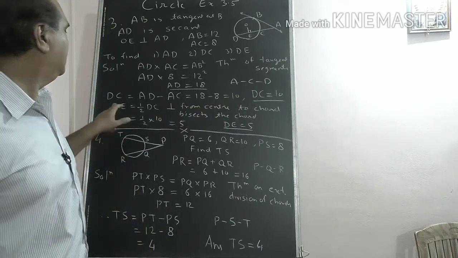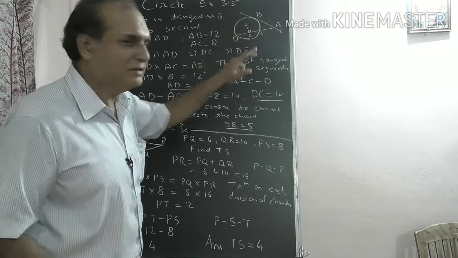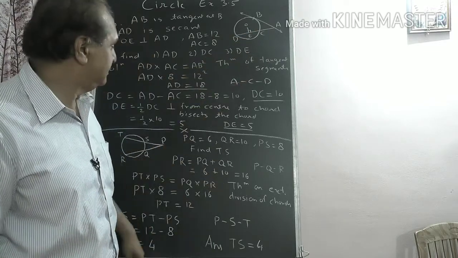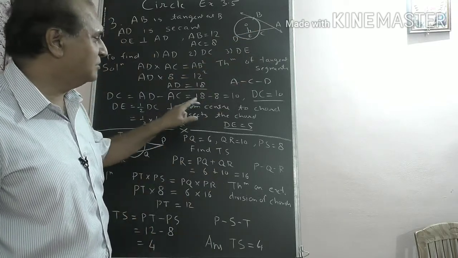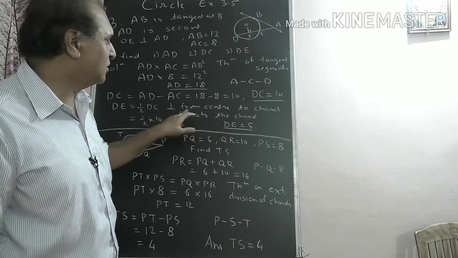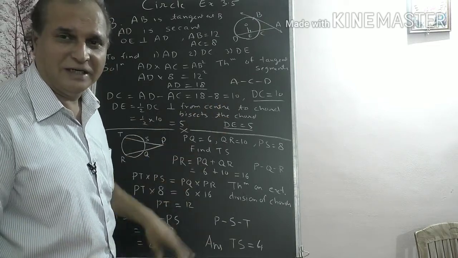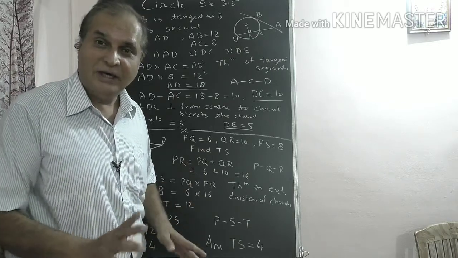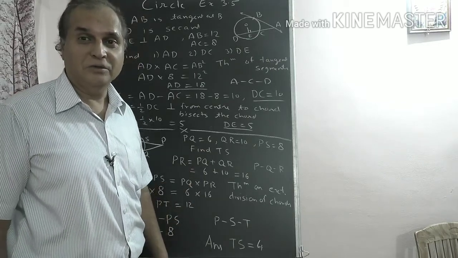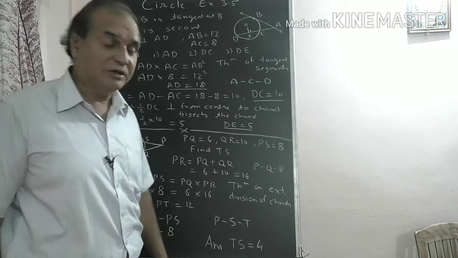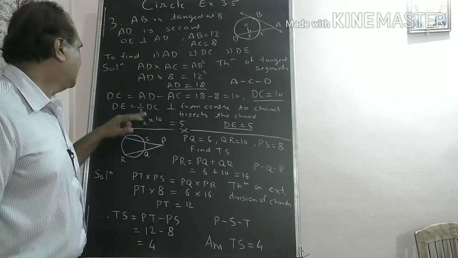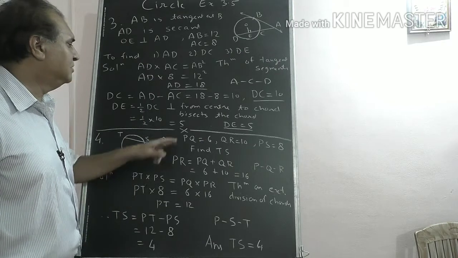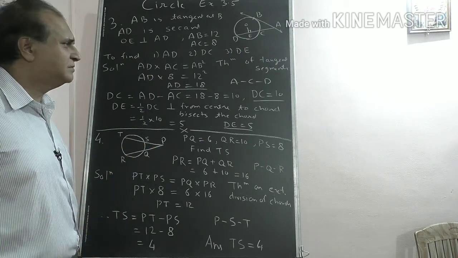Okay. Now DE is half of DC. This is a chord. The perpendicular from the center of a circle to a chord bisects the chord. You write the full statement properly. I may use symbols, but you write in full. It is better for you. Your presentation is very important. So DE is half of DC, half of 10, that is 5. DE equal to 5. Finish.